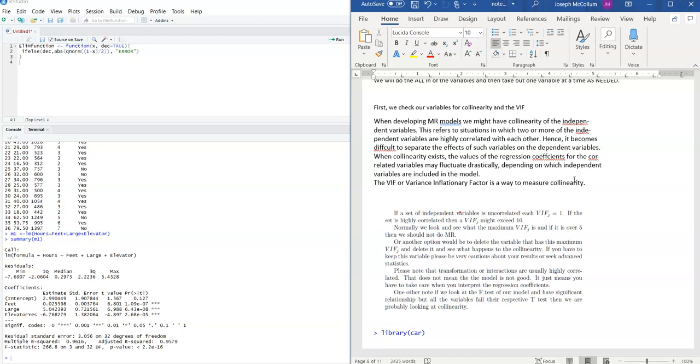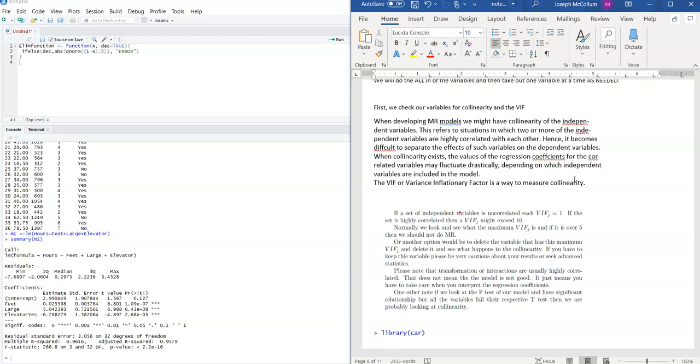What is collinearity? When you develop these multiple regression models, we might have collinearity of the independent variables. This refers to situations in which two or more of the independent variables are highly correlated with each other. This makes it difficult to separate the effects of each variable on the dependent variable. When collinearity exists, the values of the regression coefficients for the correlated variables may fluctuate drastically depending on which independent variables are included and not included.